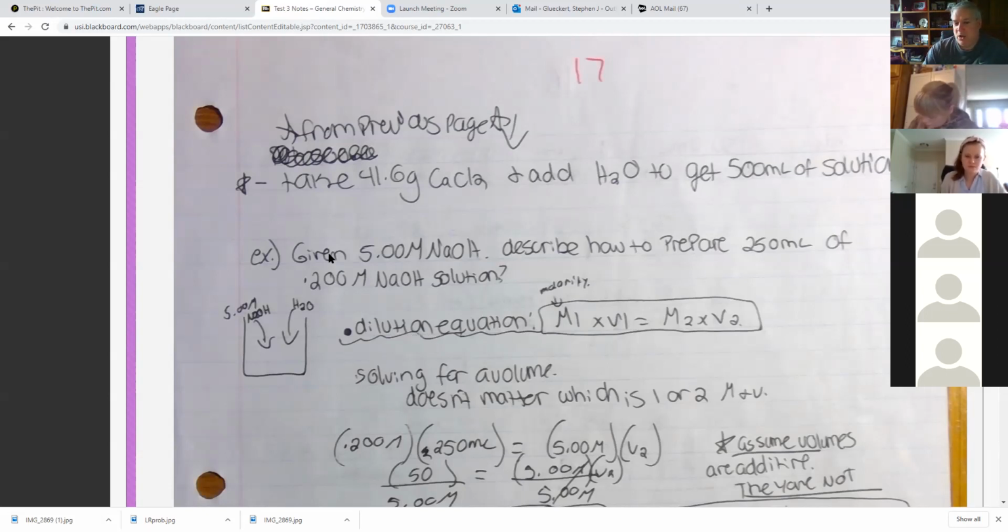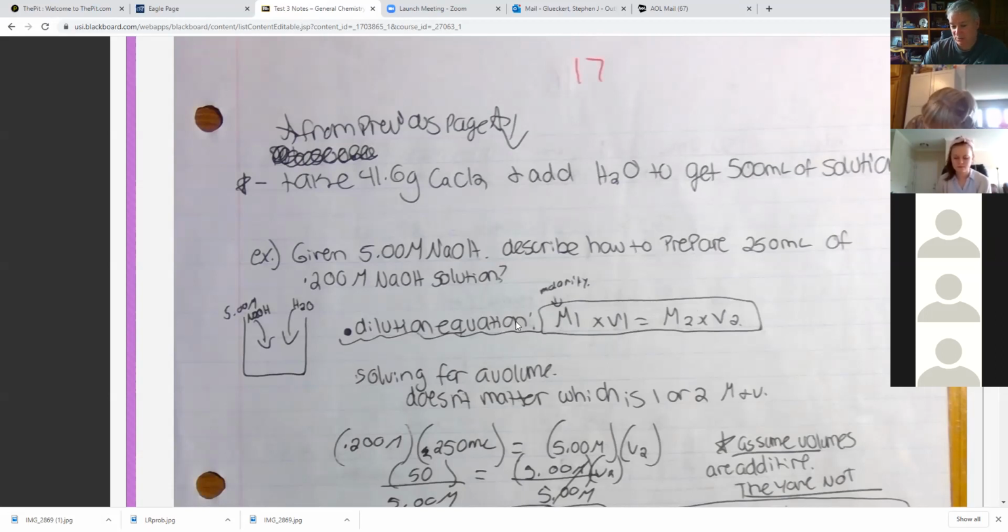So in the next problem, what do we want to do? We want to be able to describe a solution. In this case, we're not given solid to make our solution. We're given 5 molar NaOH, and we want to prepare 250 milliliters of 0.200 molar NaOH. So we've got to figure out how to do that. To do that, we're going to use something called the dilution equation. For those of you who have lab on Monday, this is coming up. You're going to need this for your titration lab.